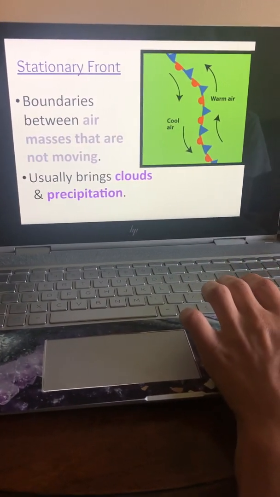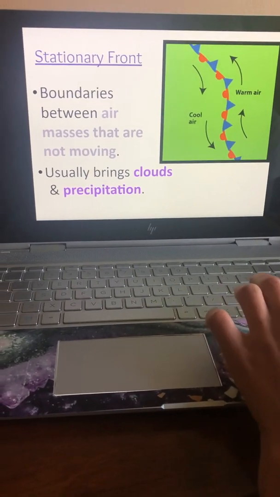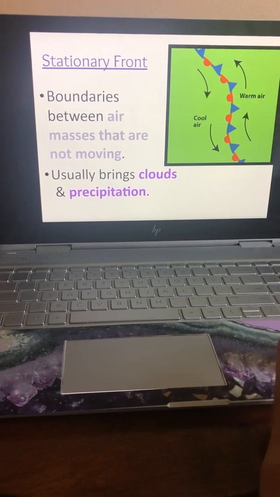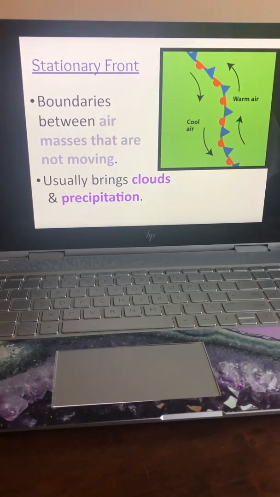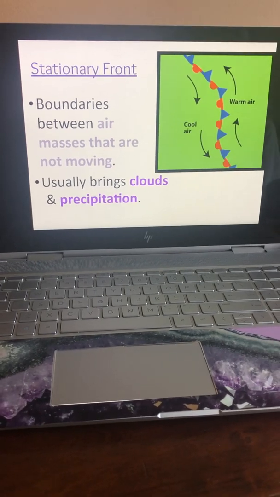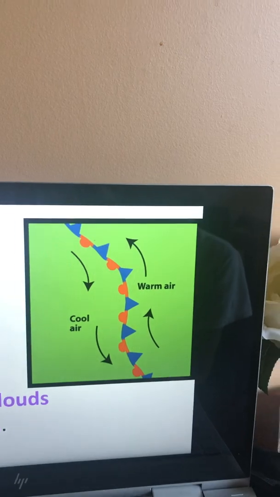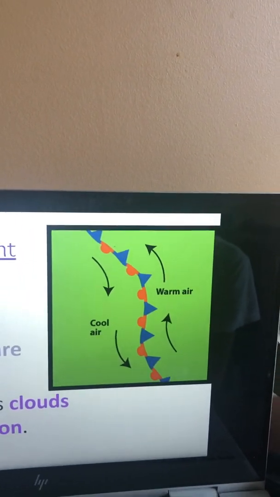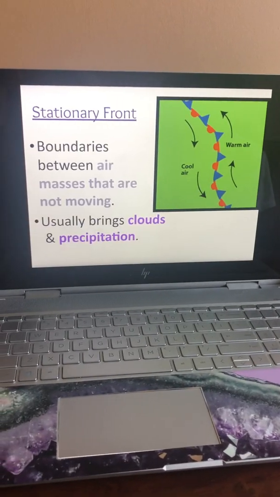Okay, and go to the last one, stationary. Stationary is just that: it stays there and doesn't move, and it brings clouds and gloomy weather and precipitation. You can see in the picture here that one side shows the cold front, which is the triangles, and the other side is the warm front. How long can a stationary front last, Joey?